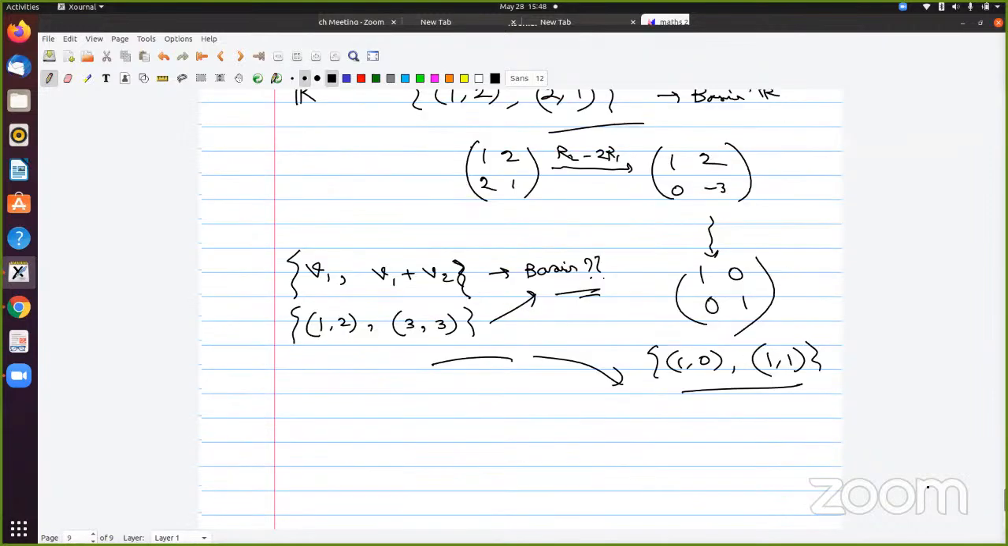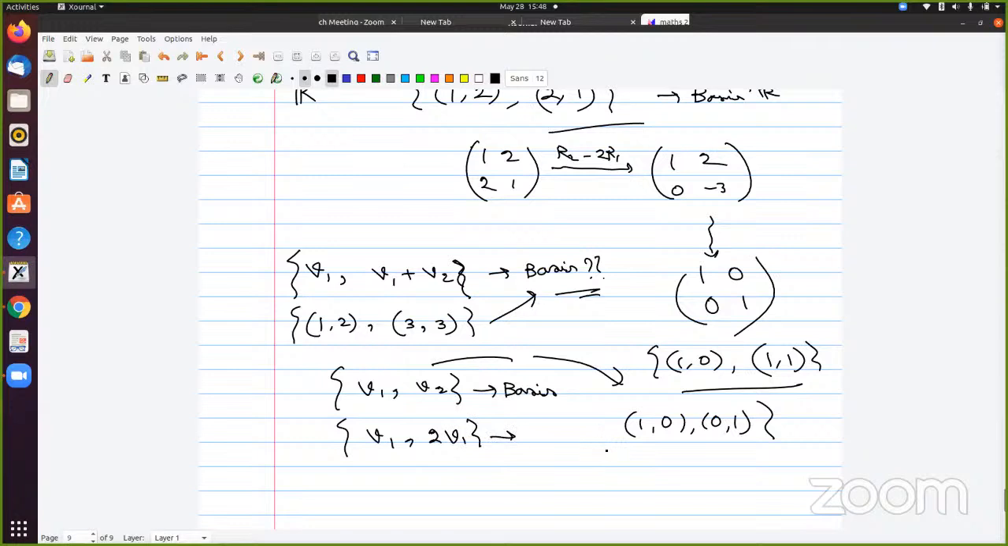Okay, so I am giving you another example. V1, V2 is your basis. Any basis, you can reduce it to 1, 0, 0, 1, right? Great. Now take V1 and another vector. Is it a basis? No, because your second element is a scalar multiple of the first element. This is not a basis.